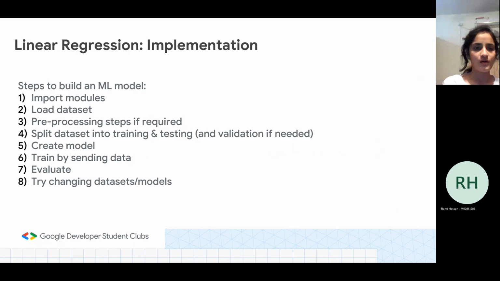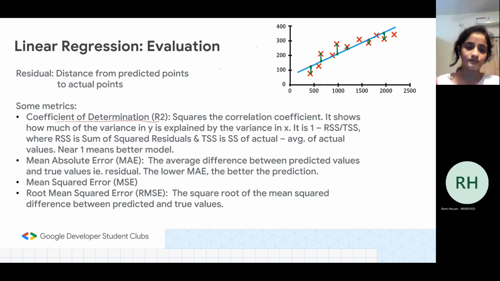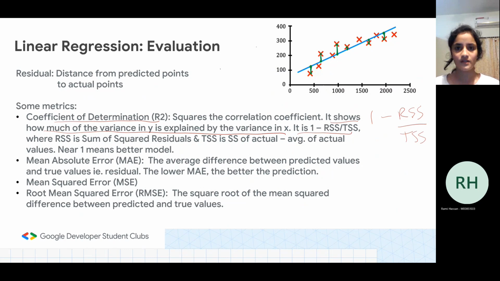Coefficient of determination. This squares the correlation coefficient. If you know what that is, then it's just the square of that. The definition is that it shows how much of the variance of y is explained by the variance of x. Don't worry about it. Let's see the math, and I'll go back to this line. The math is 1 minus RSS by TSS, where RSS is the sum of squared residuals.